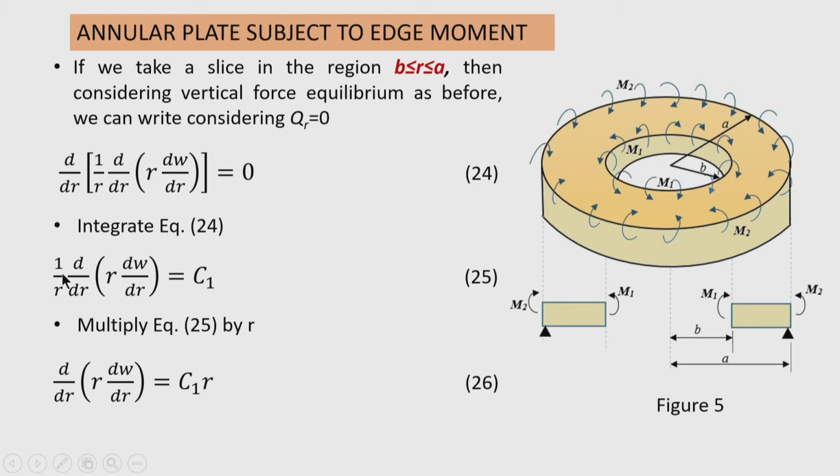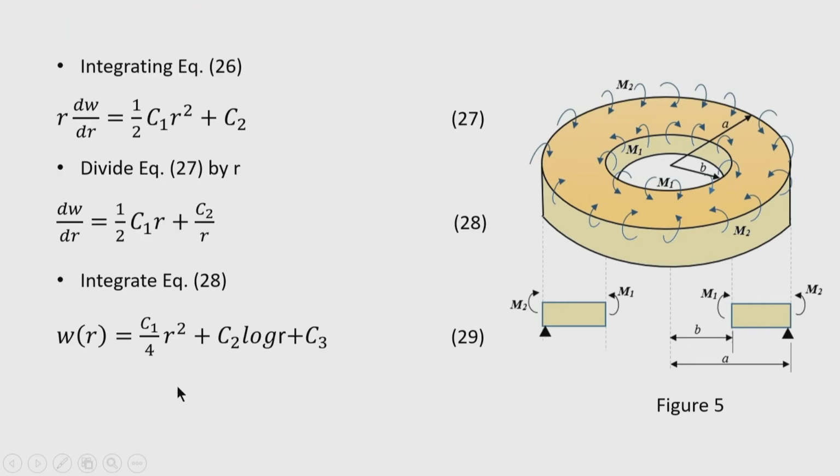If I multiply equation 25 by r, then it becomes d by dr of r dw by dr equal to C1 by r. This expression can be again integrated. After integrating, we get r dw by dr equal to half C1 r square plus C2.